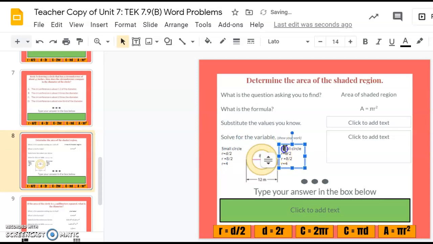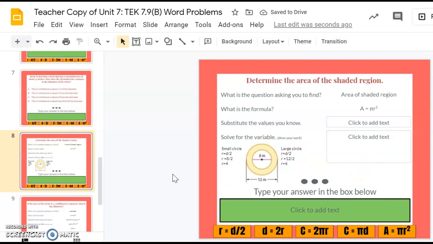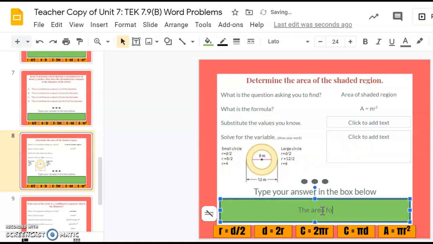For your large circle, your radius is the same, diameter divided by 2. My diameter is 12. 12 divided by 2 is 6. So now you have your radius for your large circle. What you're going to do is you're going to find the area for your small circle. You're going to find the area for your large circle. And then you're going to subtract, not substitute. You're going to subtract to then have the answer. So then you're going to put the area for the shaded region is, and then that's going to be the difference.